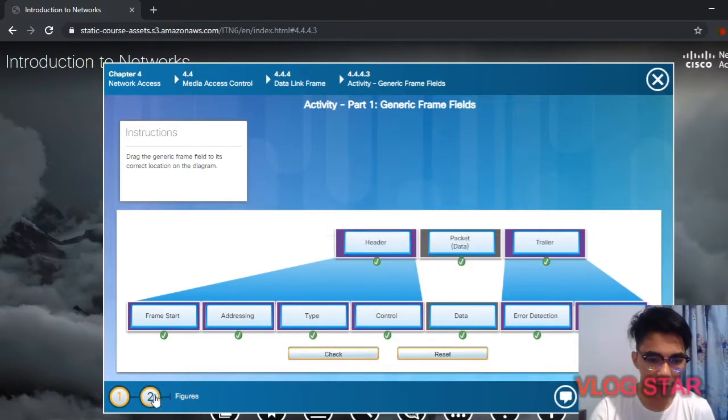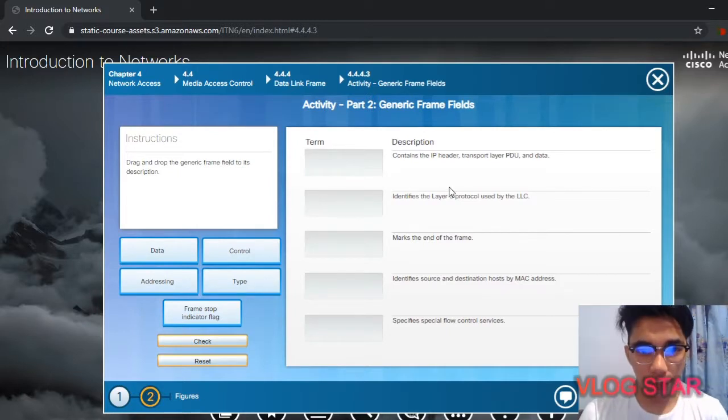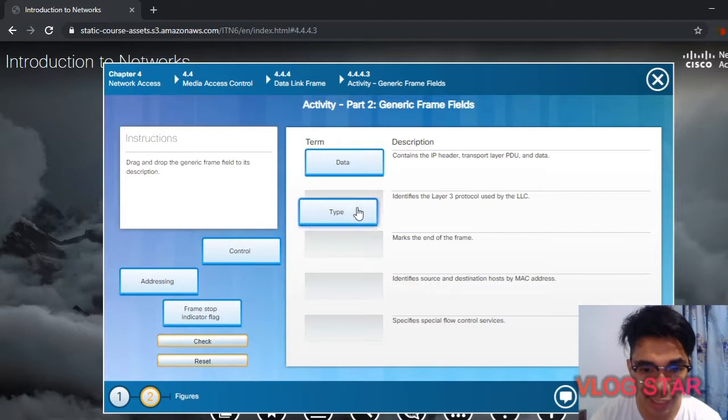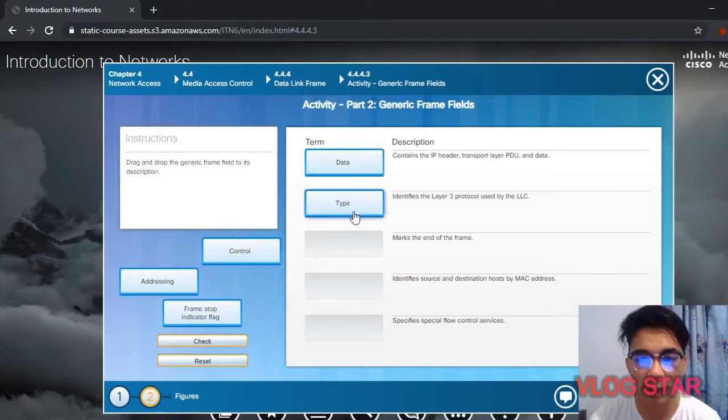Then let's go to figure number 2. Part 2 of the generic frame fields: it contains the IP header, transport layer PDU, and data. We all know that the data always contains the IP header, the transport layer PDU, and the data itself. It is somewhat the best description for it. Then identifies the layer 3 protocol used by the LLC, and for that it would be the type, because this is the description of the type.